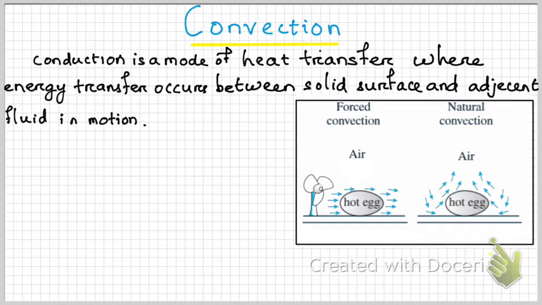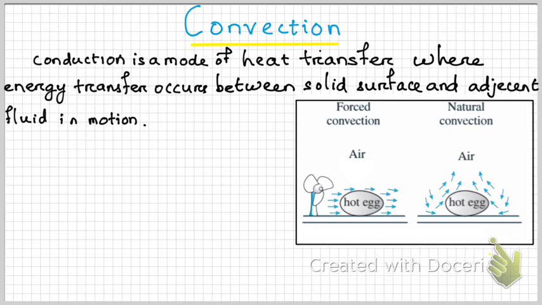For example, there is a hot egg over here. The arrow marks over here show the direction of the flow of air. These particles attach to the hot egg and take the heat of the egg and then flow away. Similarly, more particles come and take the heat and go away.